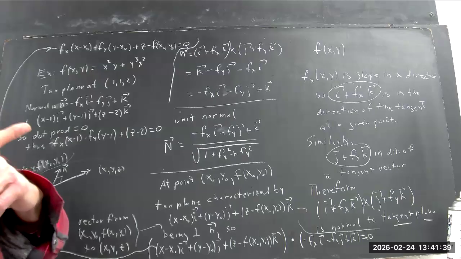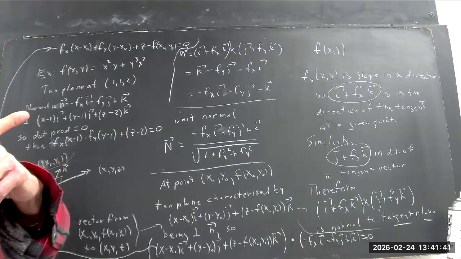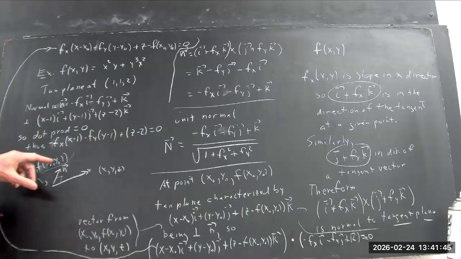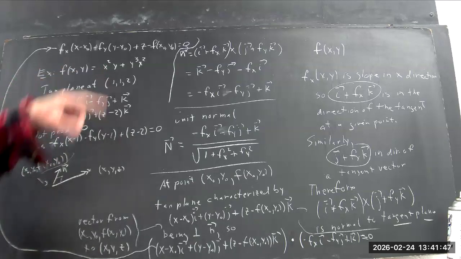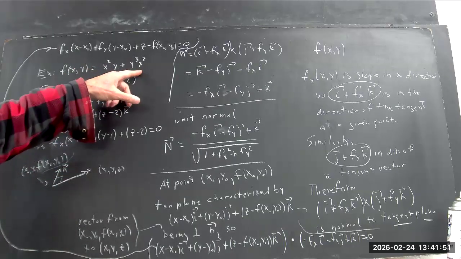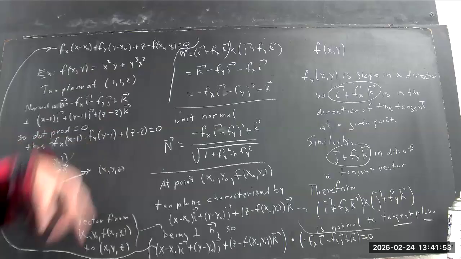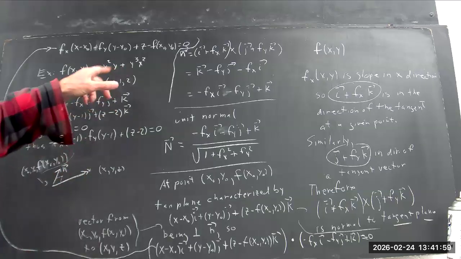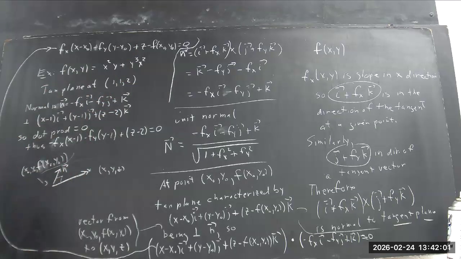Okay, that's where those vectors are tangent to this plane. So what's fx? Fx is 2xy plus 2xy cubed. X and y are both 1, which makes it easy. You get 2 plus 2, which is 4.